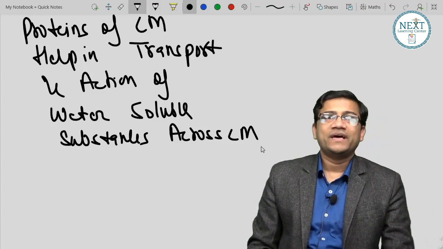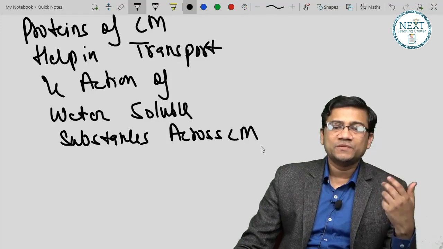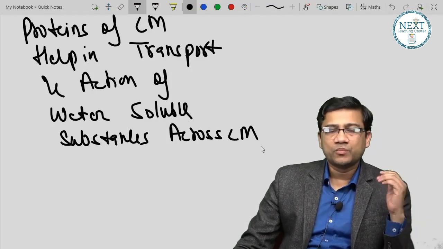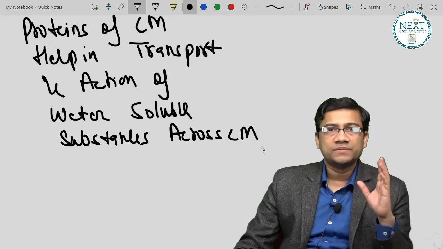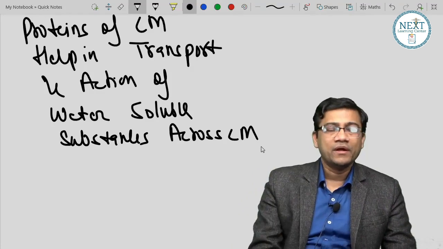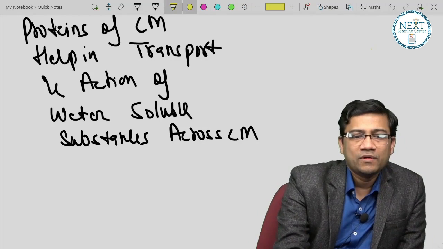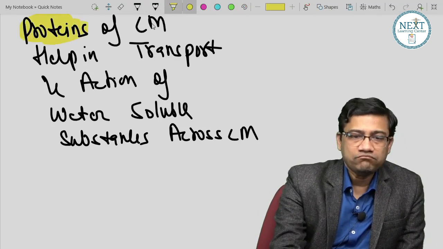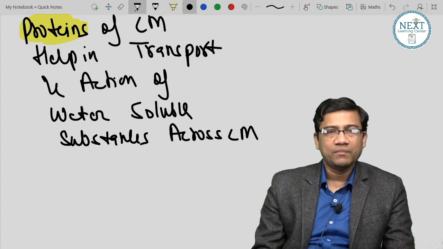Okay. So what is helping in the movement of water soluble substances? Yes, it is basically helped by the proteins. So proteins help in moving water soluble substances. Lipid soluble are not a problem, they can directly go through the membrane, but water soluble ones require some help. So who is providing the help? The proteins are providing the help.